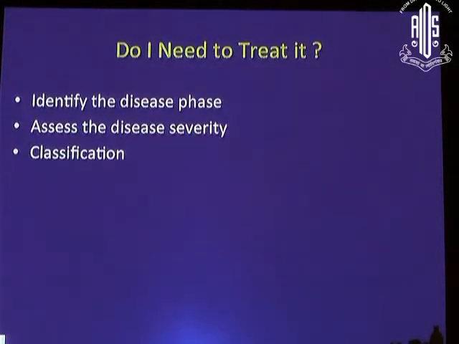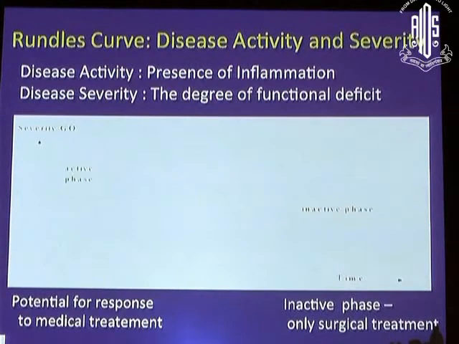So if we now think that the patient does have thyroid eye disease, do we really need to treat it? You need to identify the phase of the disease. This is a concept we spoke about, where in the early 80s the natural history of thyroid eye disease was charted out, and Rundle said there are two phases, an active phase and an inactive phase. He made a graph which said the active phase lasted anywhere from a year to 2 years, and the inactive phase followed that.